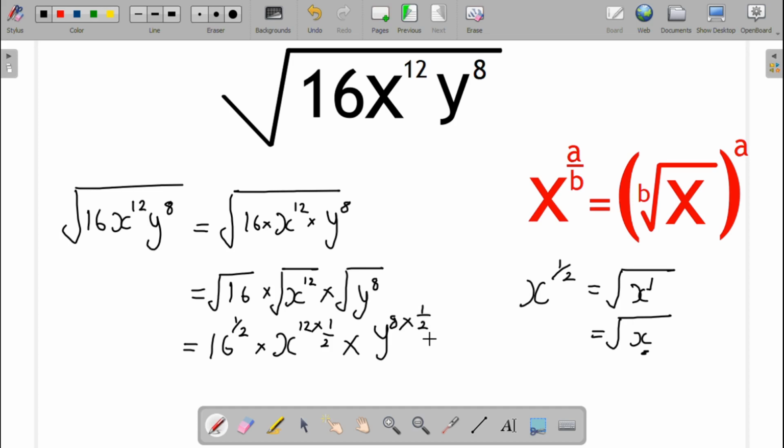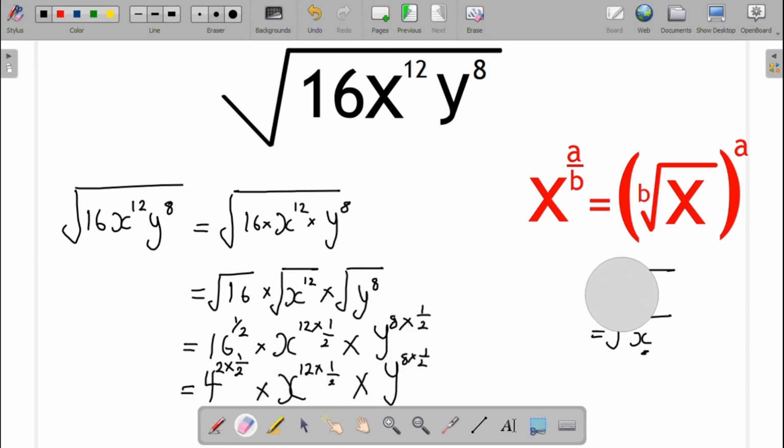Okay, good. Now, at this junction, 16 is the same thing as 4 raised to power 2, times 1 over 2, times x raised to power 12 times 1 over 2, times y raised to power 8 times 1 over 2. Okay, good. Now, let me clean up this place so we can have space.